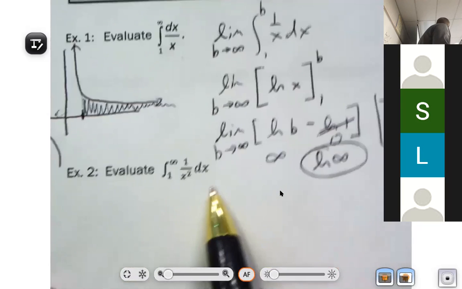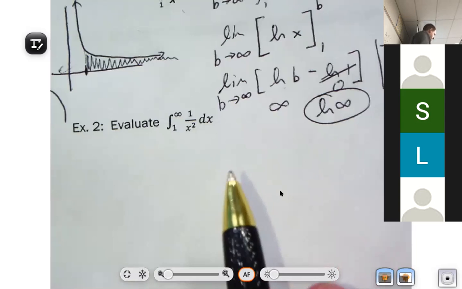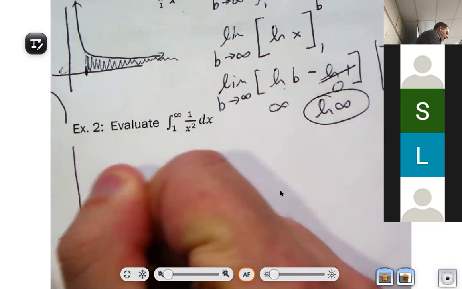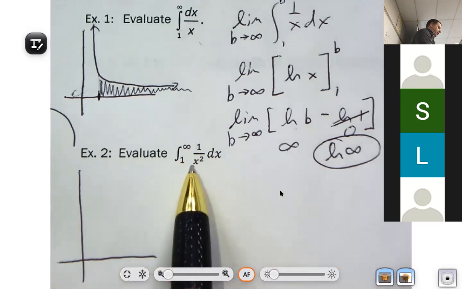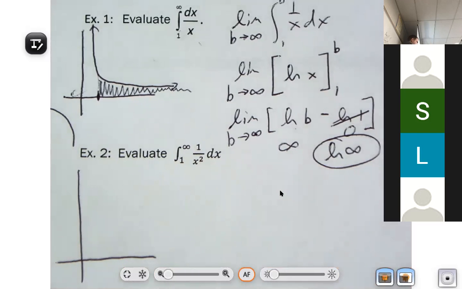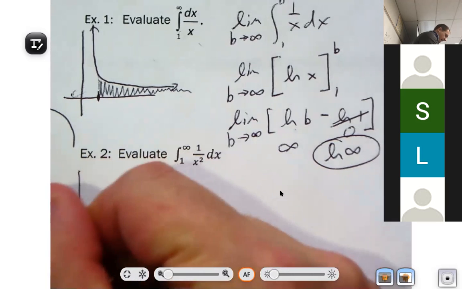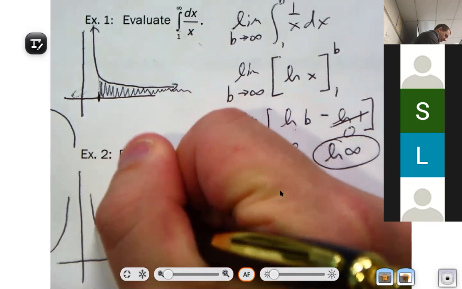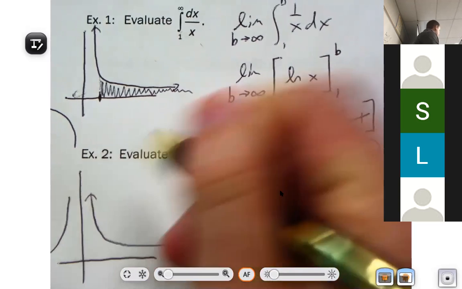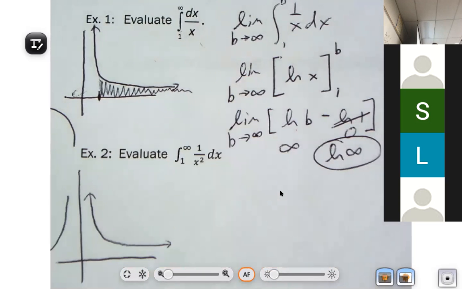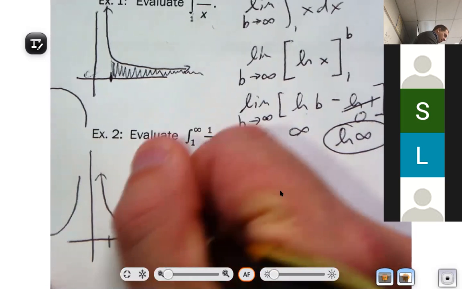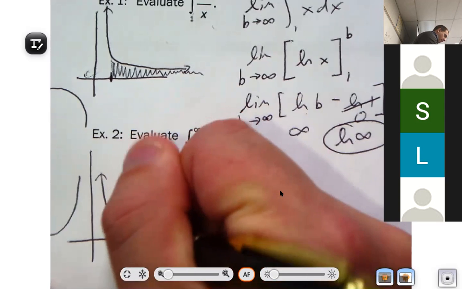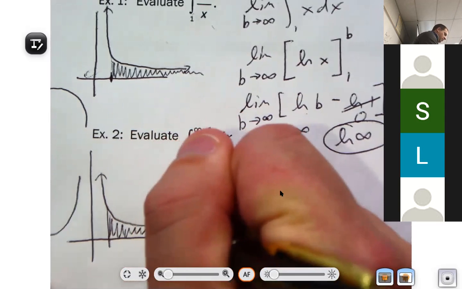Well, let's look at the next one. Next one's kind of fun. Same idea. If I graph this one, you don't have to graph these. I'm just trying to get you to see what is going on. 1 over x squared is kind of that volcano function. It looks like this here. And so again, we are integrating from 1 to infinity. It looks like the same exact problem.